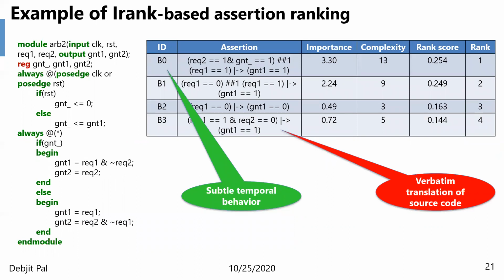In this slide, we show some examples of the assertions that we mine for this two-port arbiter. The assertion B0 represents a subtle and temporal behavior that is not directly observable from the source code, and hence it is ranked higher. But the assertion B3 is a verbatim translation of the source code and is immediately visible from the source code, and hence it has been ranked lower.